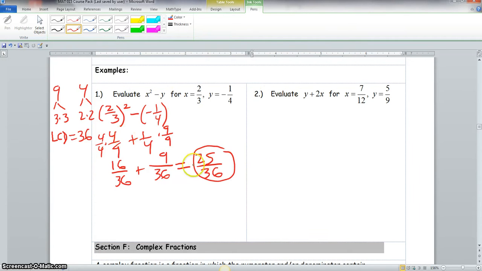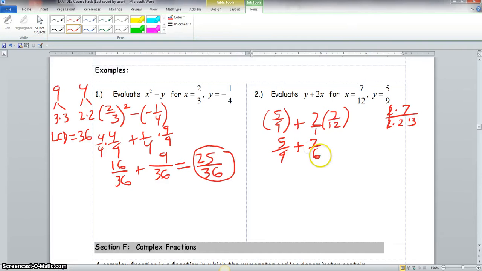Now we go over to number 2. Now with number 2, we substitute in 5/9 for y plus 2 times x is 7/12. So now what we will have here, this will still remain 5/9 plus, we'll put a 1 under this 2 here. 2 times 7, well, we could write this out. Let's write this out because we may be able to simplify this. So our fraction here will be 2 times 7, and our denominator, we'll have 2 2's and a 3. As you know, 12 breaks down to 2 2's and a 3. These 2's will simplify out, and this will leave you 7/6.